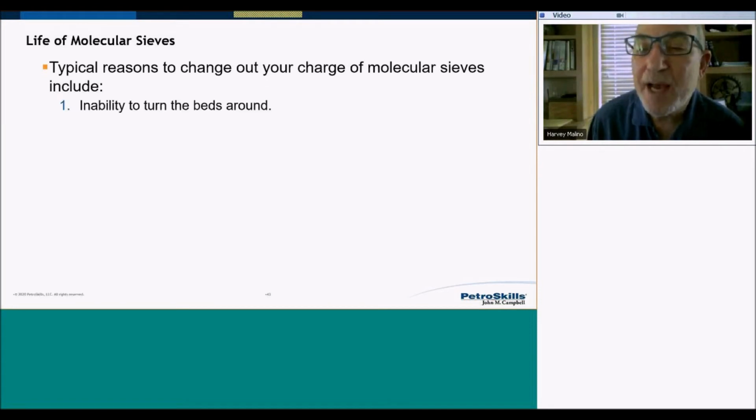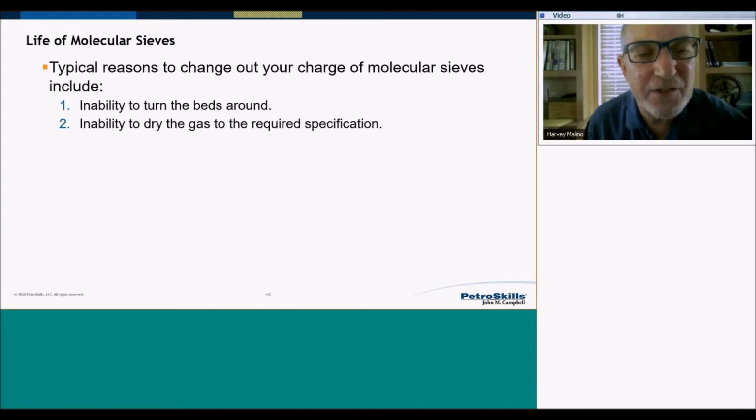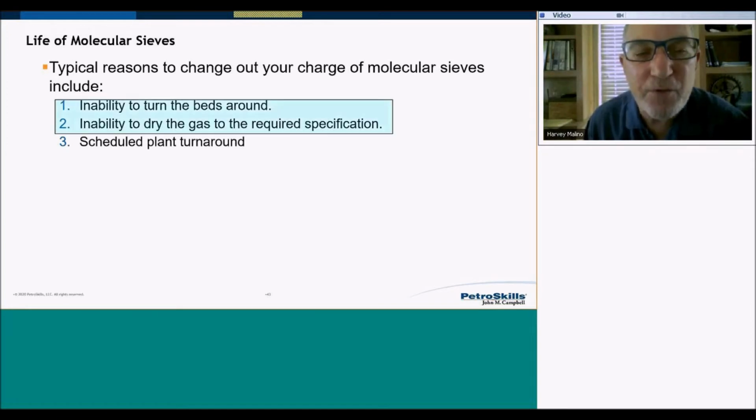Well, you may not be able to turn the beds around. That means that you may not be able to completely regenerate your vessel before water starts breaking through. That could be due to poor water capacity or not enough time to regenerate the beds. You may not be able to dry the gas to the required specification, and that could be due to leakage or incomplete regeneration or channeling, and we're going to go through all of this. And then finally, a typical reason is that you have a scheduled plant turnaround. We're going to focus just on the first 2 items.